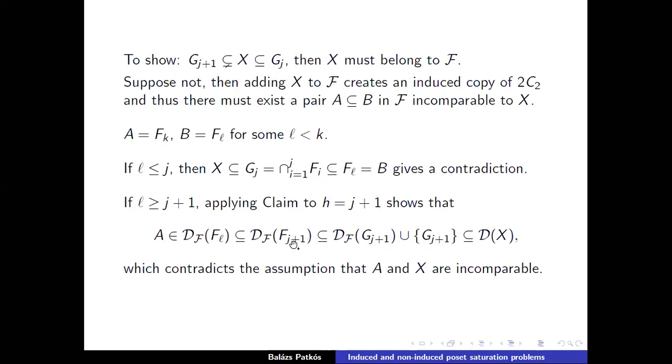Now I use the claim. According to the claim, the downset of F sub J+1 is contained in the downset of G sub J+1 plus G sub J+1 itself. But whatever is below G sub J+1, it's of course below X. And even G sub J+1 is also below X. So that means that A is below X. So indeed, A is a subset of X, which is a contradiction because they are not supposed to be comparable. So I obtained a contradiction in both cases, so the proof is done. It's finished.